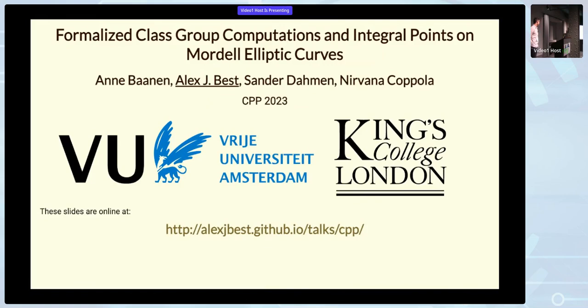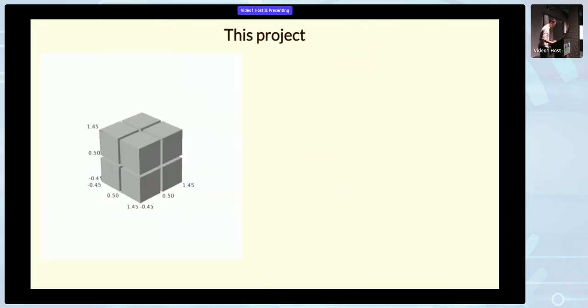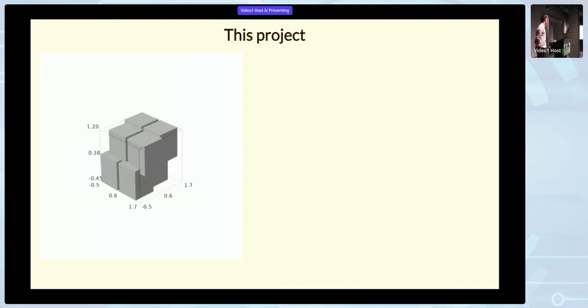So actually, of the four of us there, three of us are professional number theorists. And Baanen is a PhD student really in formalization. So quite a mixed group, but all of us are very interested in formalization, and we hope to continue doing things in this field. So okay, let's go. This project is about formalization in number theory.